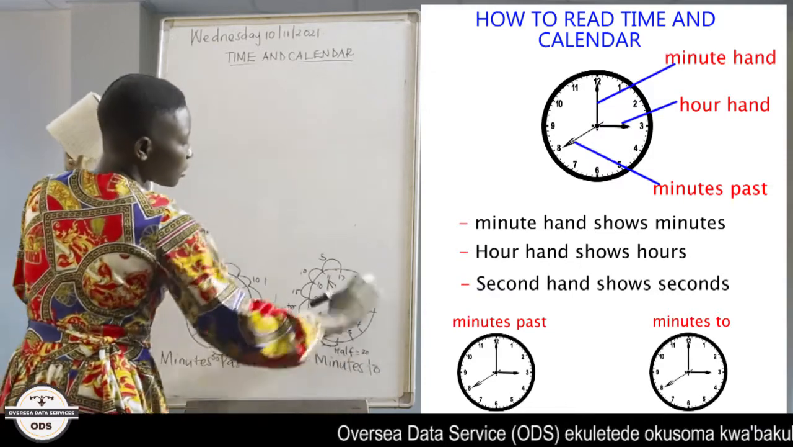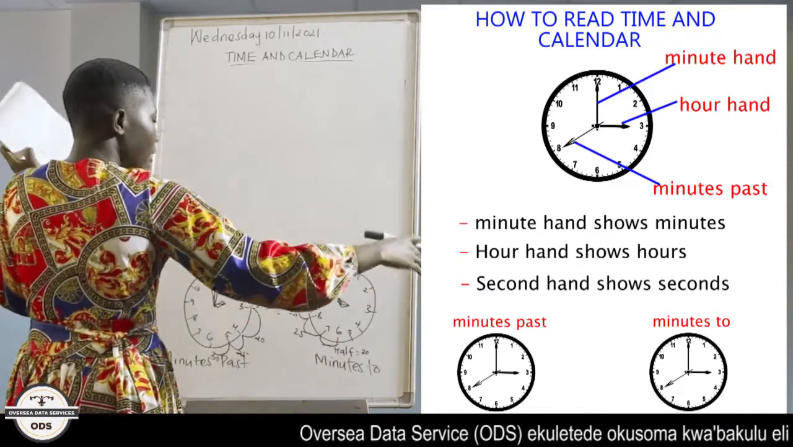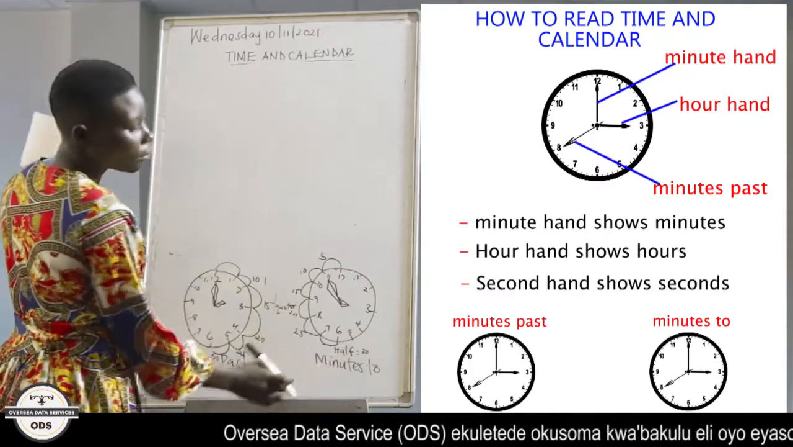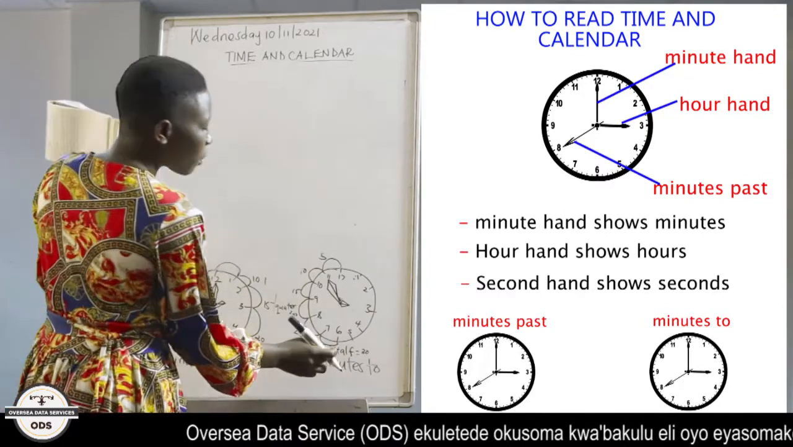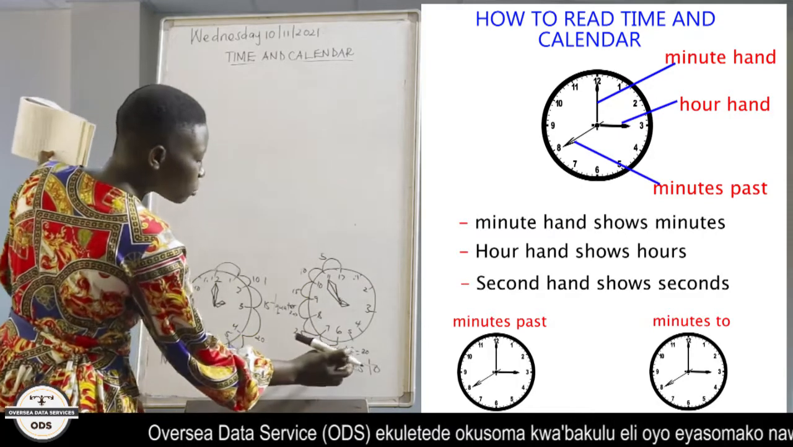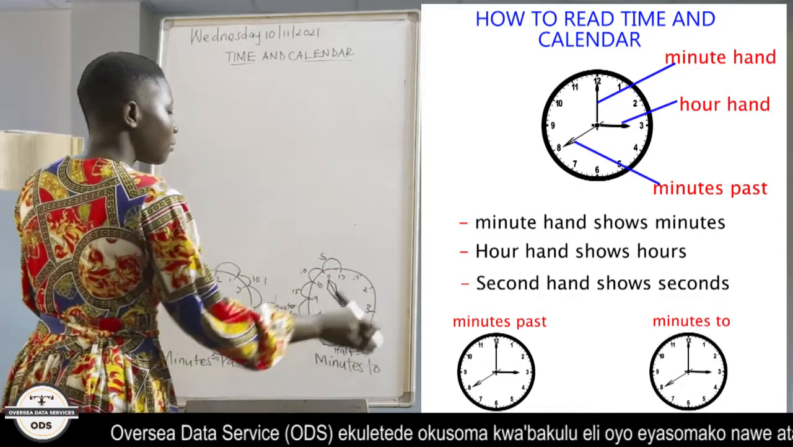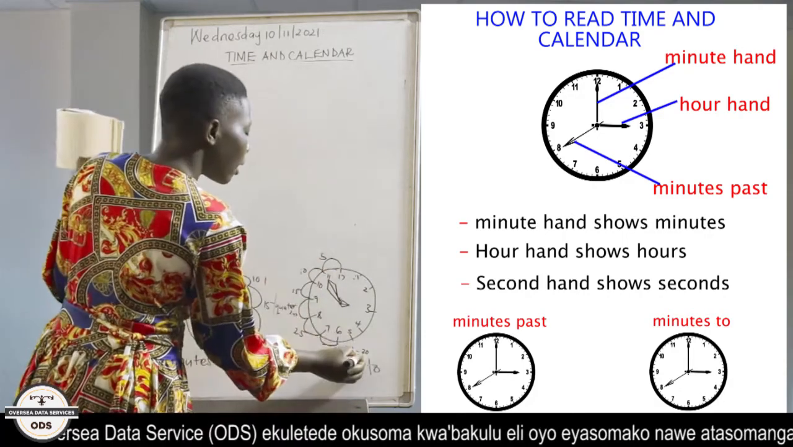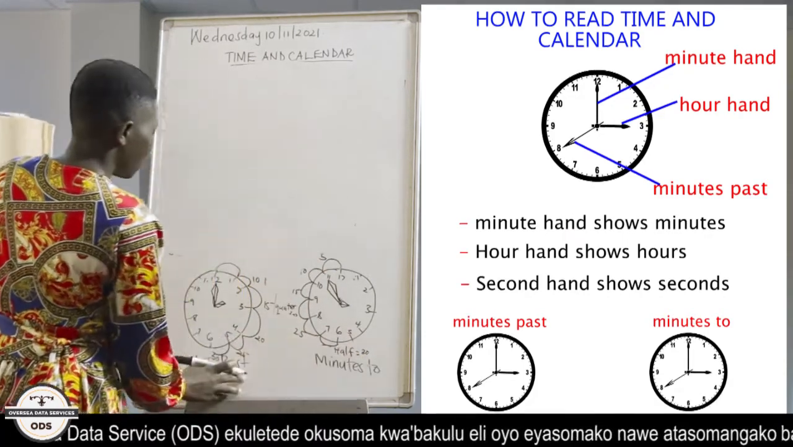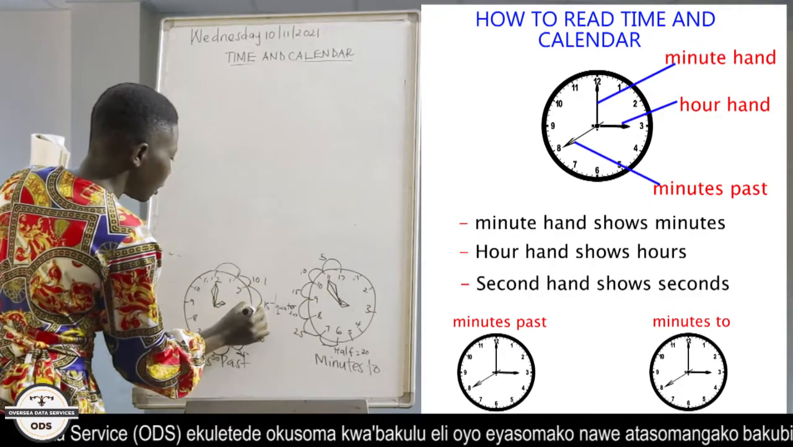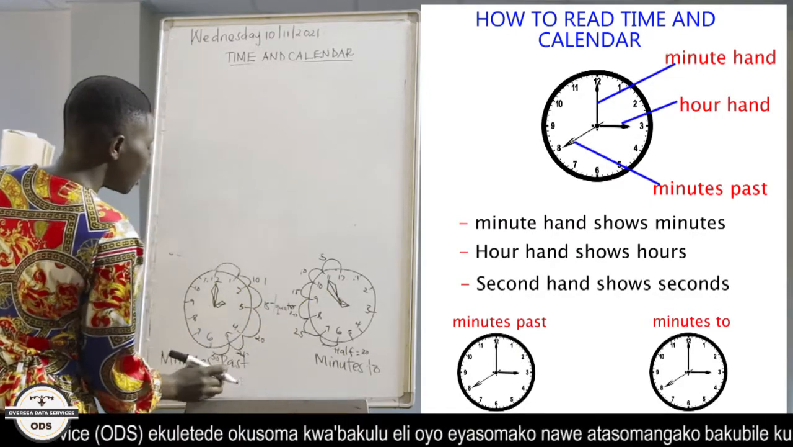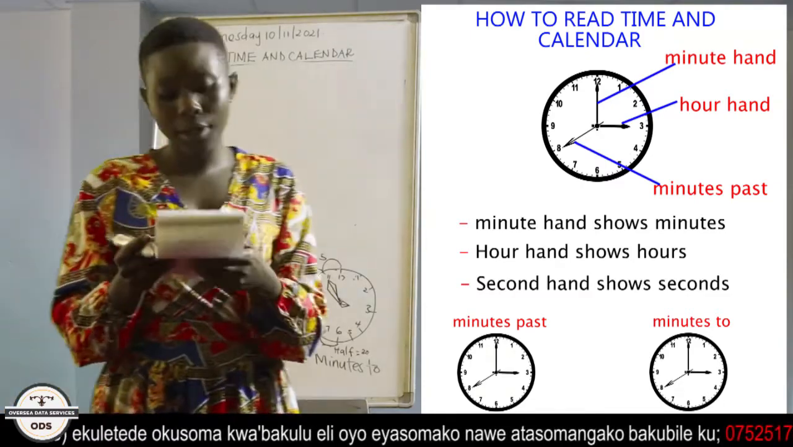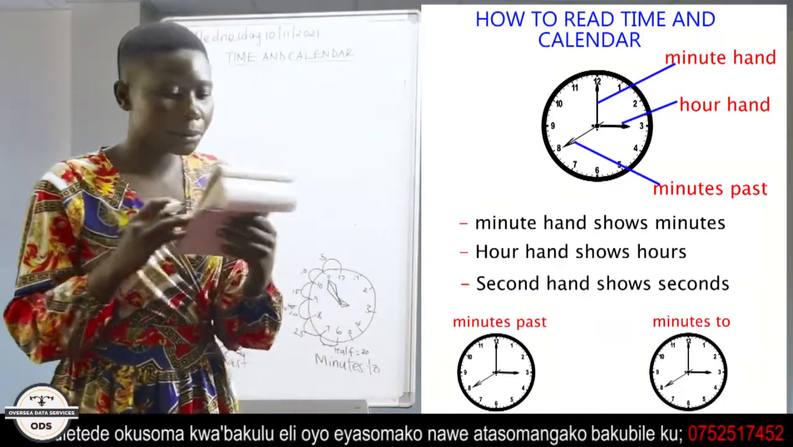Because this side, the right side, you have 30 minutes, and even the left side you have 30 minutes. But when it reaches here, it's a half an hour. Okay, let us now start reading time. We are now going to start reading our time.